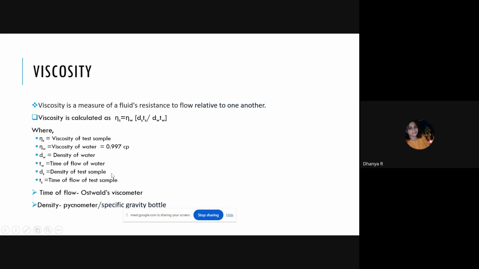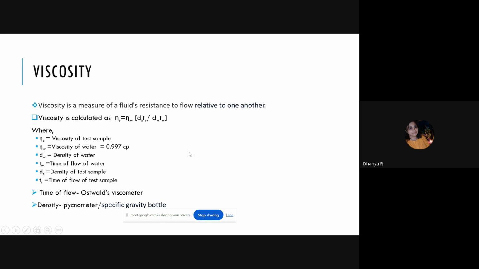Now, in this particular experiment, you have to determine 2 things. First one is you need an Ostwald's viscometer in which you will be finding out the time of flow. And the second thing that you have to determine is the density of your sample liquid. For knowing the density, you can use a specific gravity bottle or pycnometer, and to know the time of flow, you can use Ostwald's viscometer.